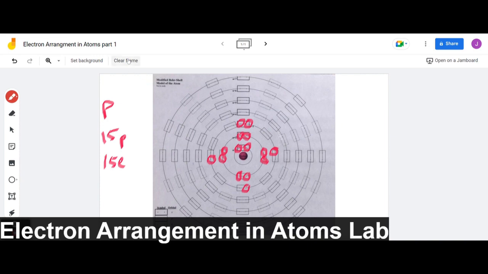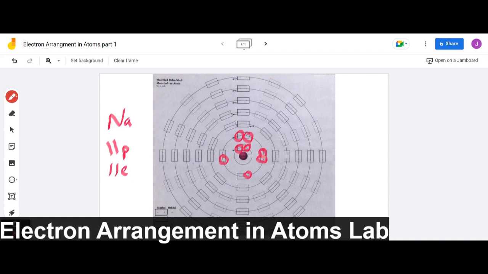Okay, now I'm going to clear the frame. Next element, sodium, Na. That's element number 11. So we should see 11 protons and 11 electrons if it's neutral. And once again, we're going to follow that same order. Start with the innermost sublevel, and then as you move outwards, fill the 2s sublevel, then the 2p sublevel.